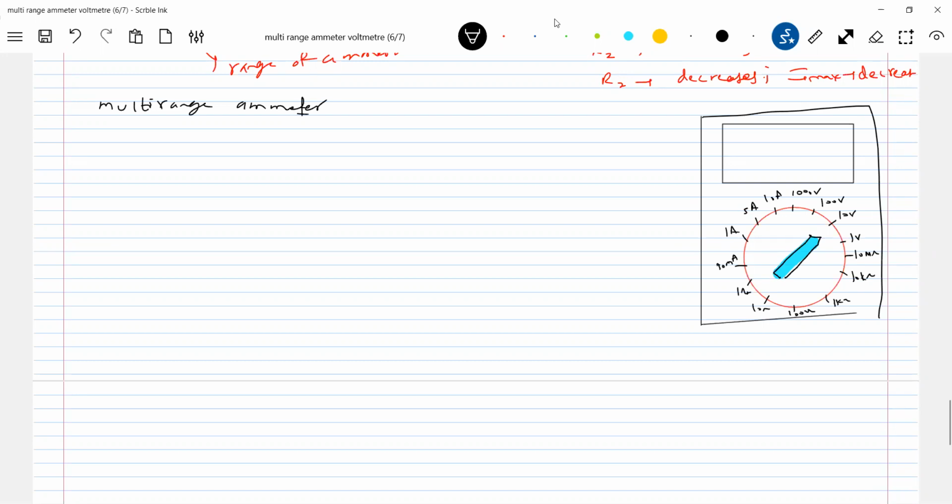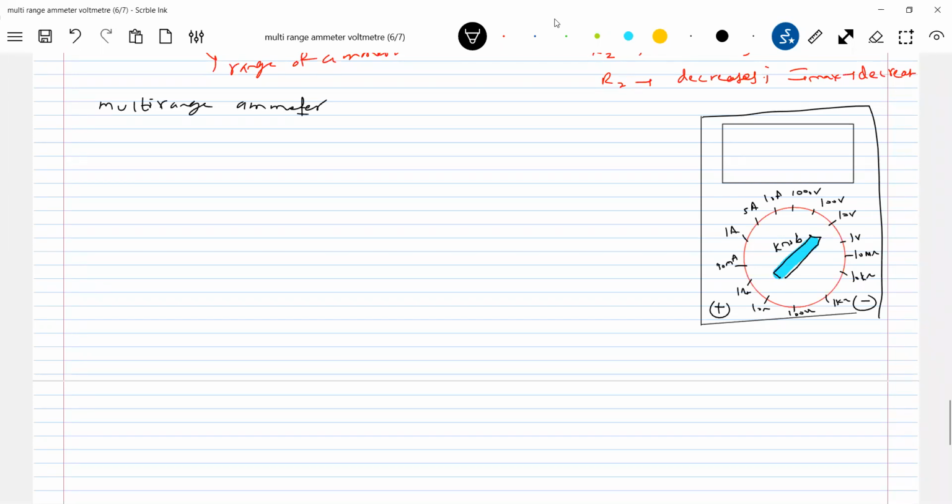This is a display. Here it will be there and it will be like this. This is a knob. Just by rotating the knob, what happened? You can change its range. This is a range. You can see that one. And also you can convert it from voltmeter to ammeter, ohmmeter. It has various functions. That's why it's called multimeter. Later, in the semiconductor chapters, I'm going to discuss this.